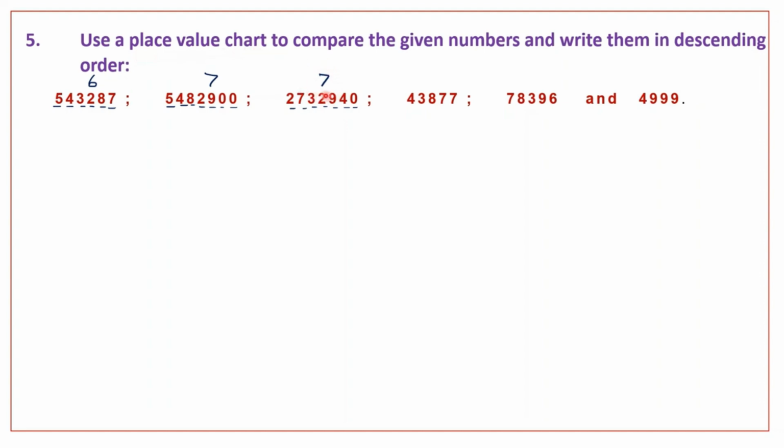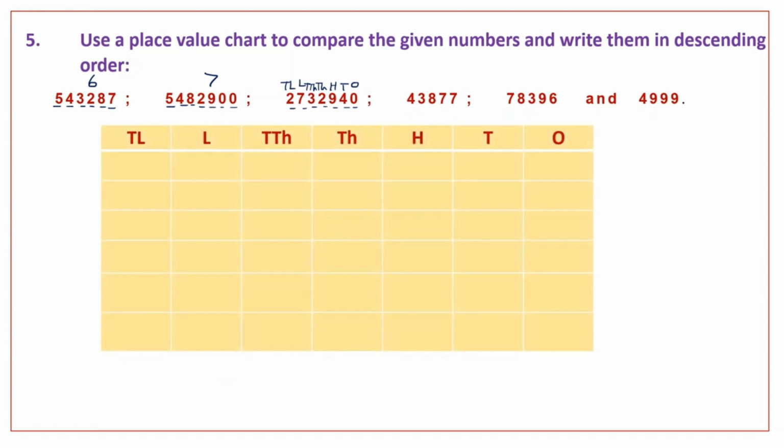Now in these columns, what are the places that we are going to have? The places should be ones, tens, hundreds, thousands, 10,000s, lakh and 10 lakh. So up to 10 lakh we should have our columns. So let's get our place value chart ready. So this is our place value chart, and as you can see we have ones, tens, hundreds, thousands, 10,000s, lakhs and 10 lakhs. Now we have to start placing these numbers in the columns.